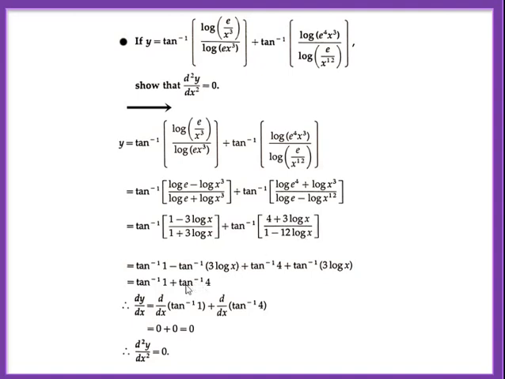So on simplification, I simply get tan inverse 1 plus tan inverse 4, which is purely a constant. The derivative of any constant is equal to 0, and that is why dy/dx is 0. If the first derivative is 0, what will be the second derivative? 0. So we have proved that d2y by dx square is nothing but 0.